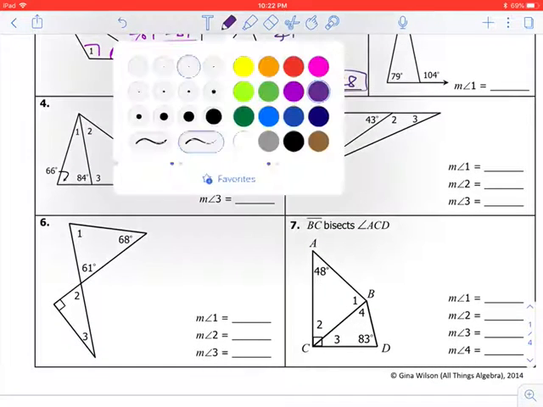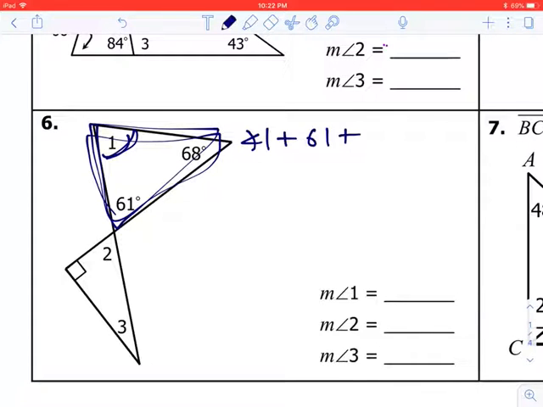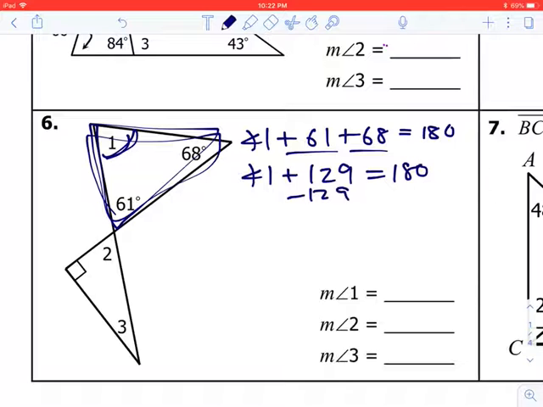So we'll look at number 6. I'm going to look at this first angle here because I know here's the triangle, so I know those add up to 180. So angle 1 plus 61 plus 68 equals 180. Okay, so those two angles, 61 plus 68 is 129. And so whatever's left over out of 180 is going to be angle 1. So angle 1 equals 51.